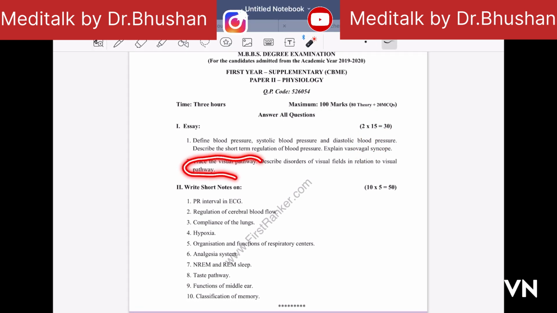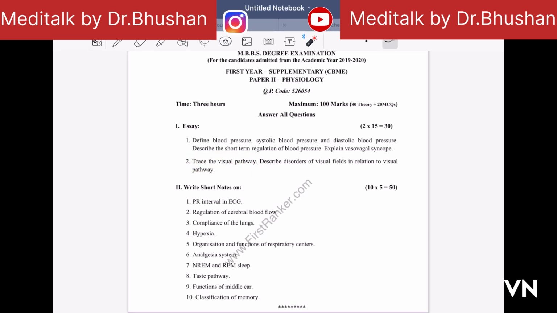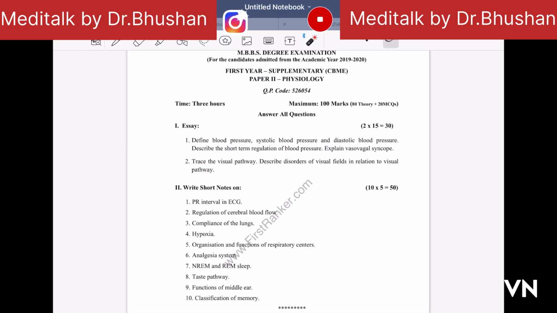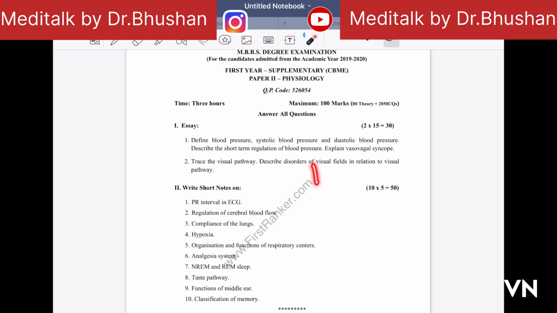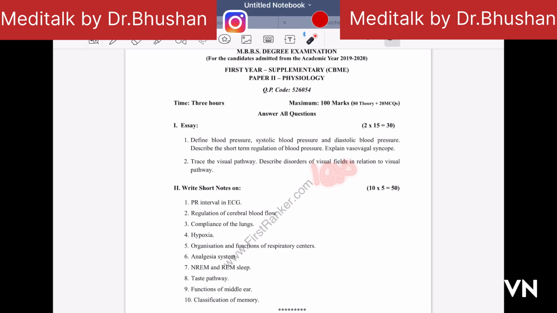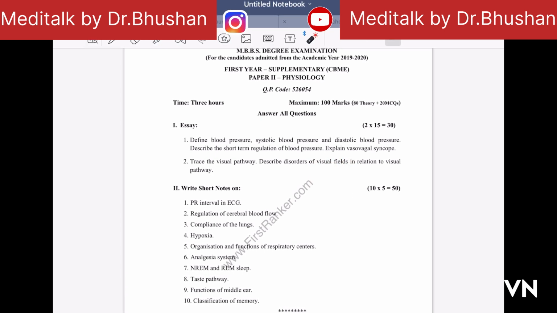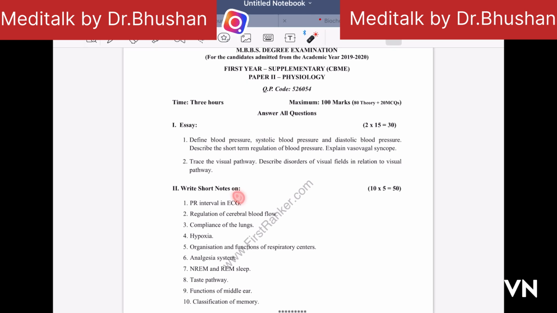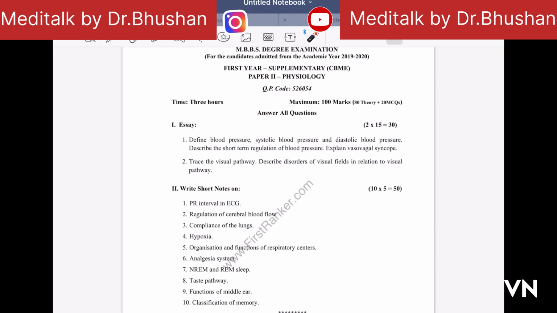This is also a repeated question. Trace the visual pathway. Describe the disorders of the visual field in relation to the visual pathway, with lesions on the tract. Short notes: PR interval in ECG. This is also repeated. Regulation of cerebral blood flow.